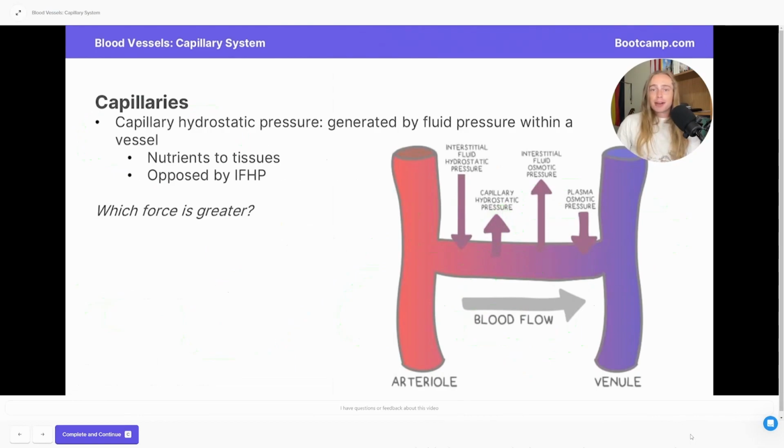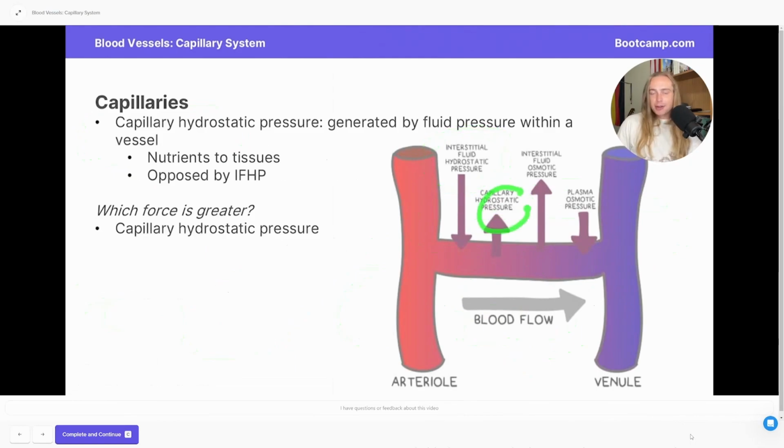The first force that we are going to address is capillary hydrostatic pressure, and this is just going to be a force exerted from the fluid pressure within a capillary that's going to end up driving our plasma out. From here, the plasma can then nourish the surrounding tissue, but it's important to note that a force known as interstitial fluid hydrostatic pressure is going to be opposing this. These arrows don't give a good indicator of which force is going to be greater, so based off your knowledge of blood flow, is our capillary hydrostatic pressure or our interstitial fluid hydrostatic pressure going to be greater?